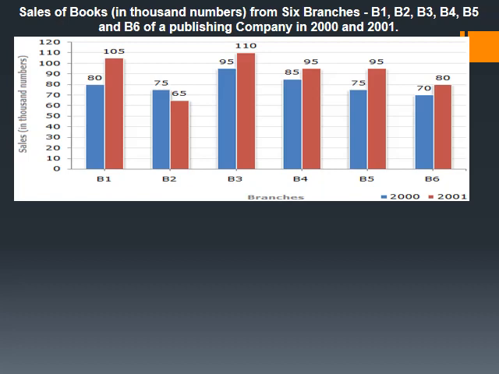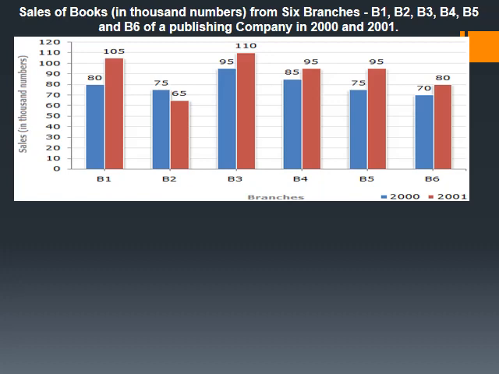So what does this bar chart give? It represents sales of books in thousands. That means when we have 105, then it's 105,000 books sold, from 6 branches of a publishing company. They are labeled as B1, B2, B3, B4, B5 and B6, and 2 years, 2000 and 2001. Numbers for 2000 are given in blue and for 2001 in red, because the legend at the bottom shows red is 2001 and blue is 2000.